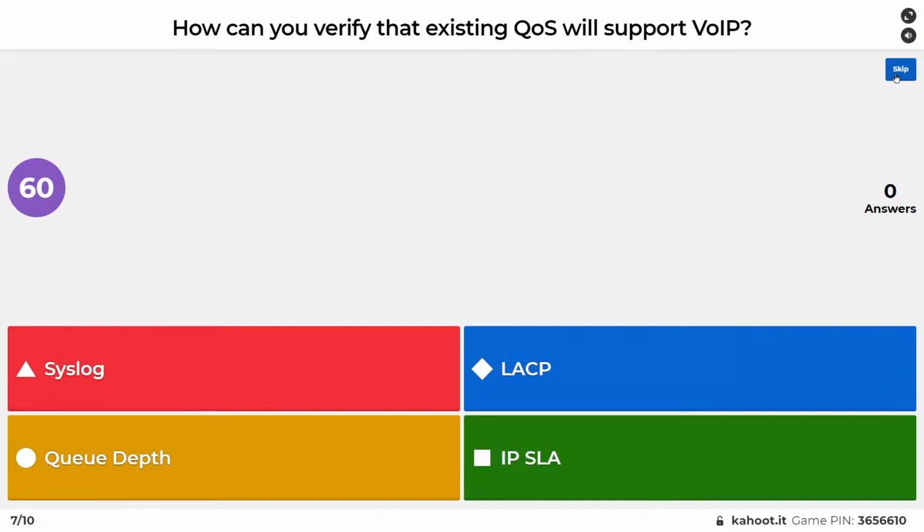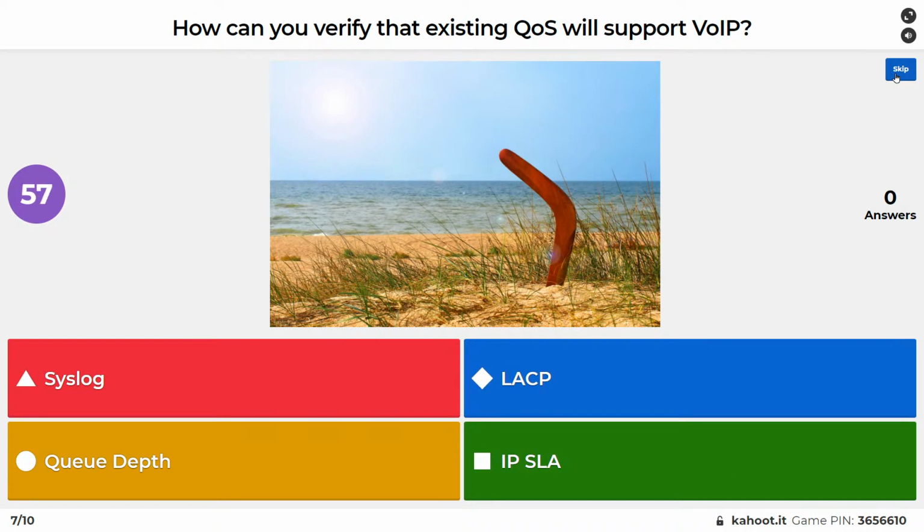Here's question 7. How can you verify that an existing QoS implementation will support voice over IP?